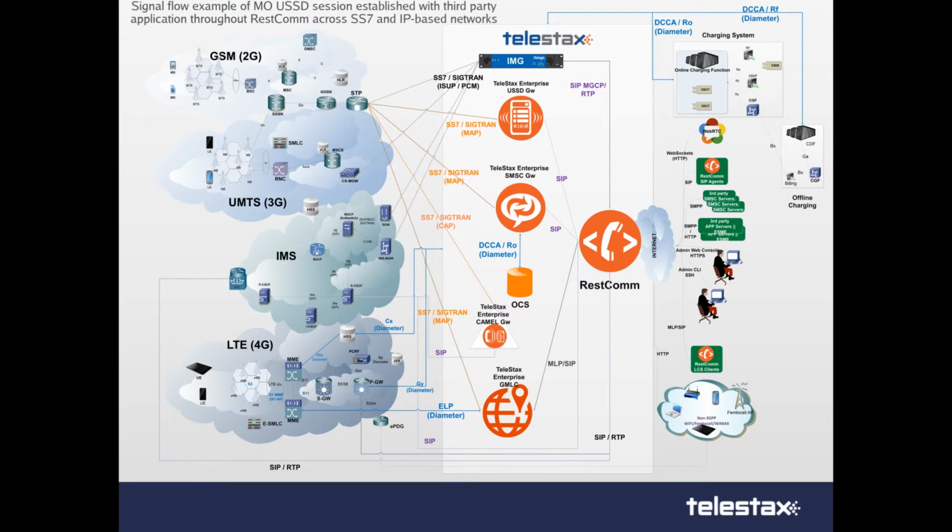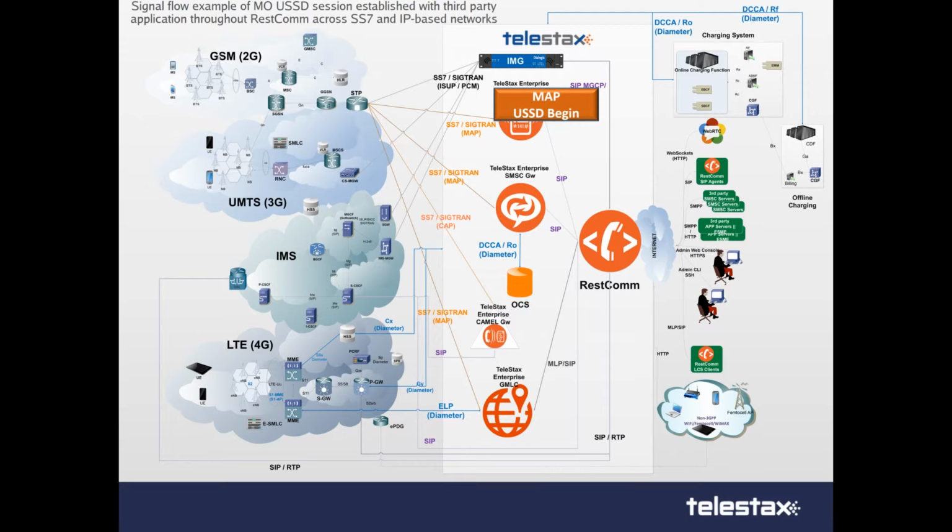On this slide, a signal flow example of a mobile-originated USSD session established with a third-party application through RESCOM across SS7 and IP-based networks is shown. It is analogous to the previous slide, but shown differently. A USSD begin embedded in a MAP message is sent from the user to the TelScale Enterprise USSD Gateway, originated in a GSM-based network.